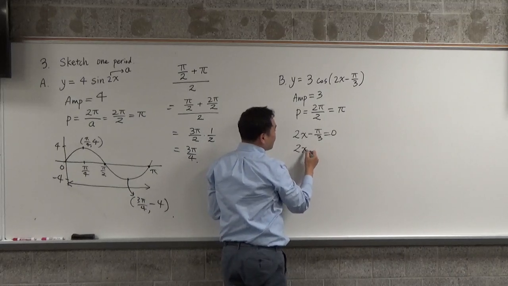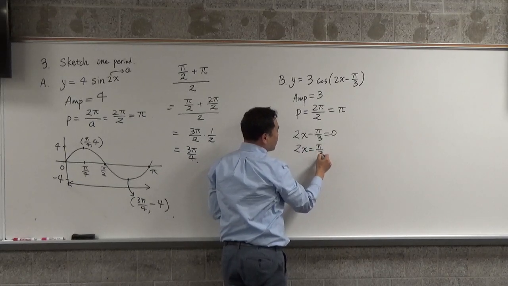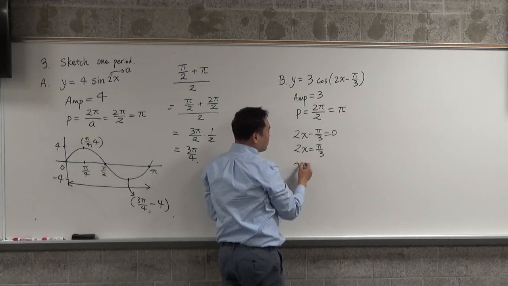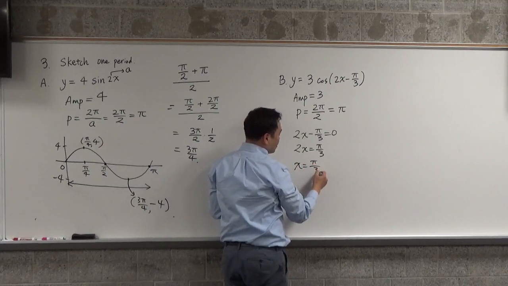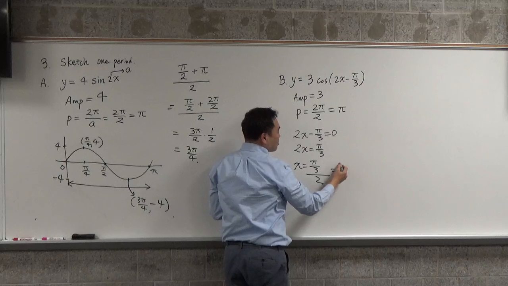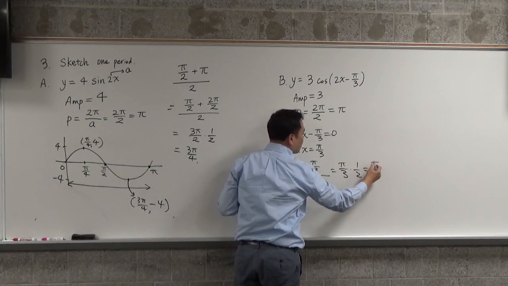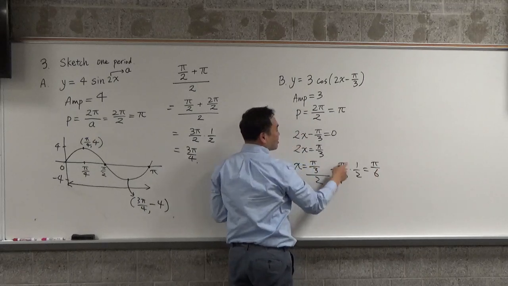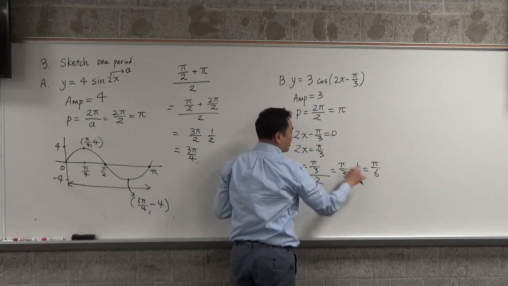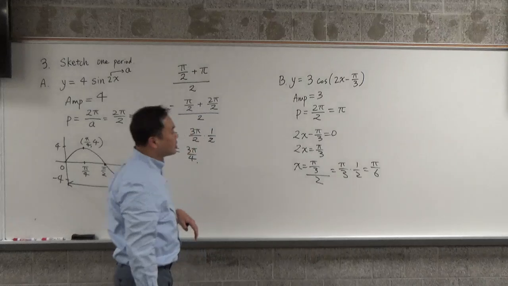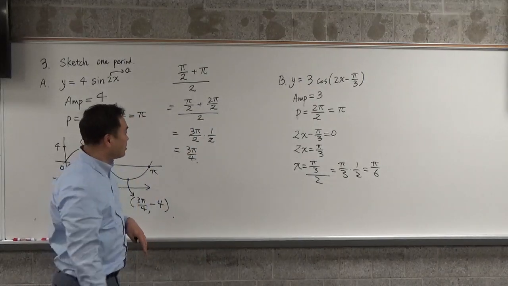And then 2x is equal to pi over 3. Divide by 2. But division by 2 is the same as multiplication by 1/2. So it's going to be pi over 6. Pi times 1 is pi. 3 times 2 is 6. Okay, so that's your phase shift.